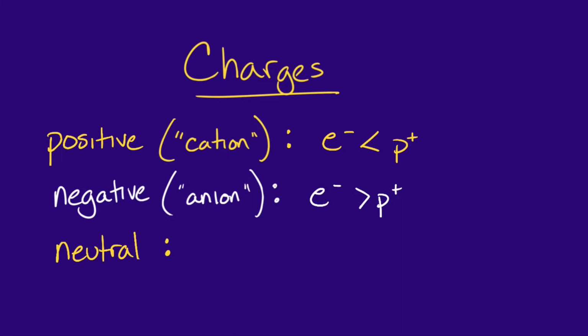And then lastly, we also have atoms that have no charge. This is a case where protons and electrons are equal. And so you don't have to do any sort of math or anything to figure out the number of electrons. If there's no charge, or if it's a neutral atom, protons and electrons are equal.